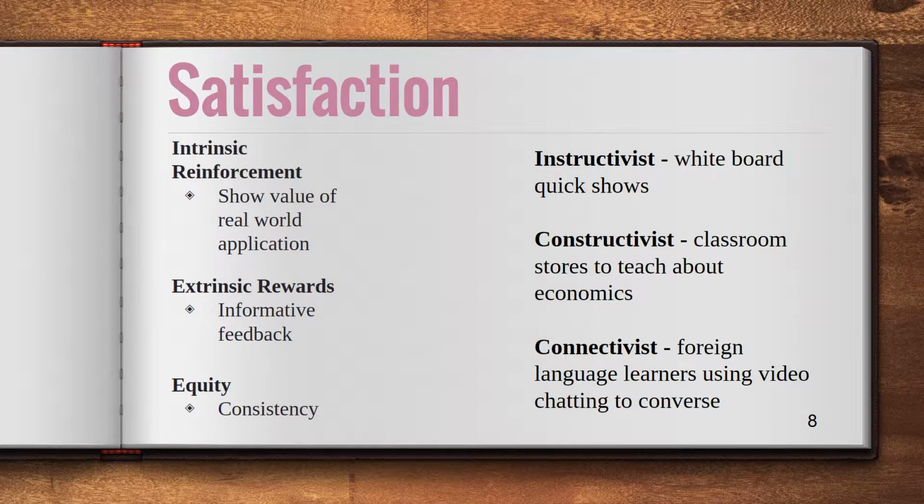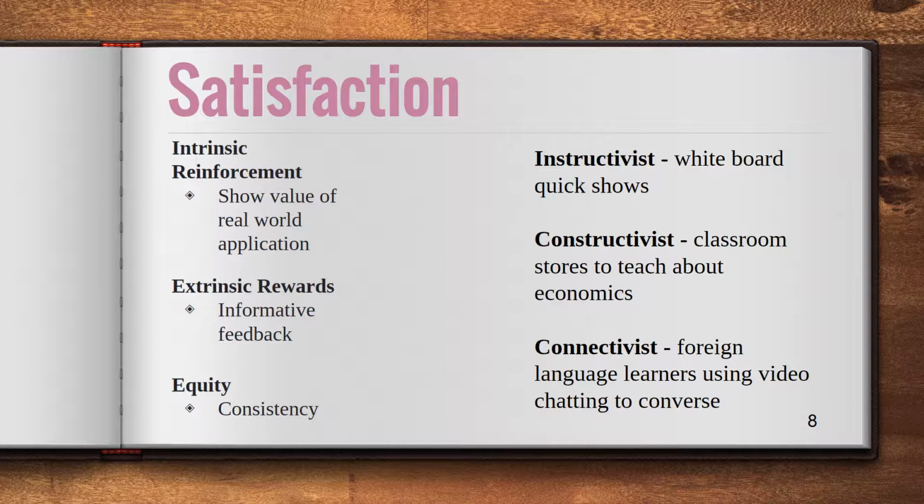Finally, we have satisfaction. Subcategories for this are intrinsic reinforcement, extrinsic rewards, and equity. Intrinsic reinforcement strategies could be to show the value of real-world application. Extrinsic strategies would be informative feedback, and equity strategies would be consistency.